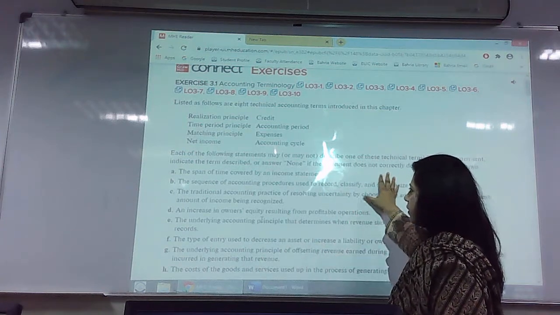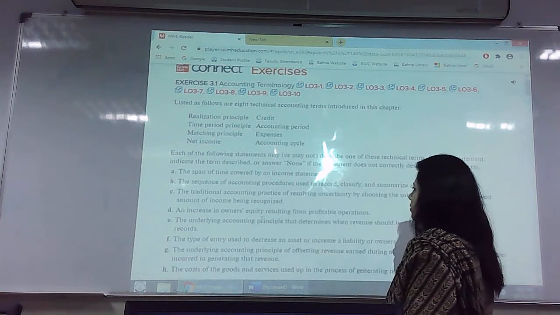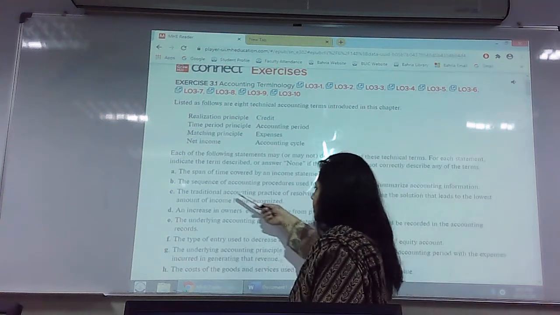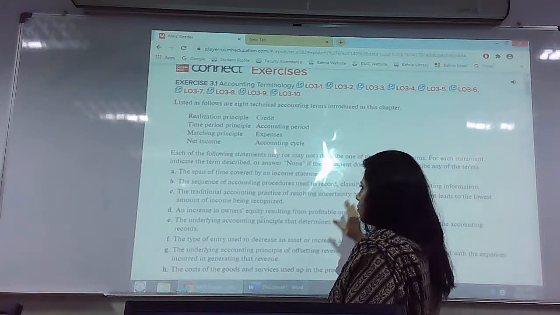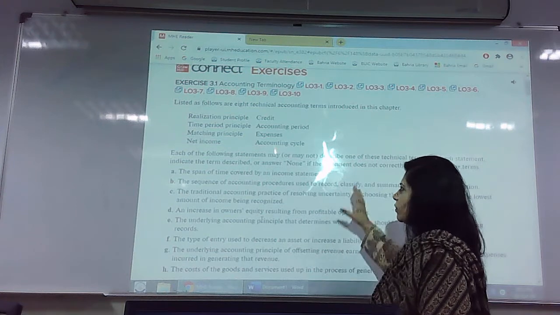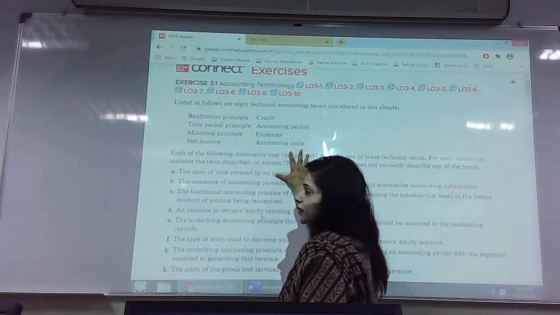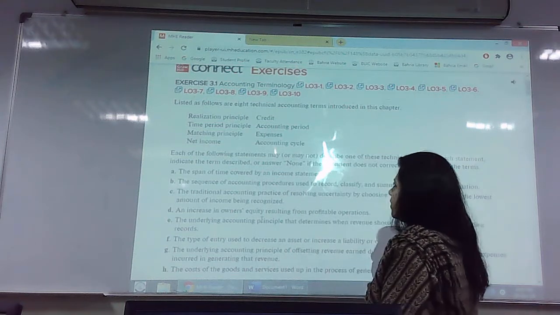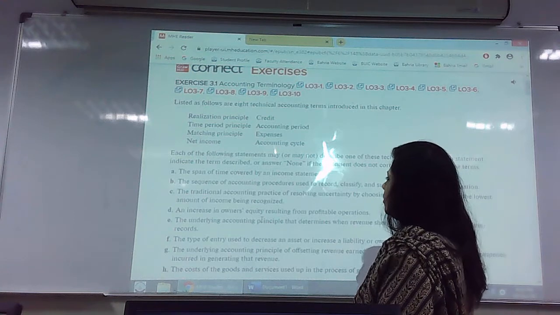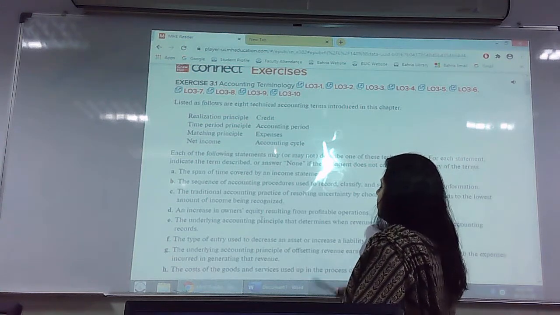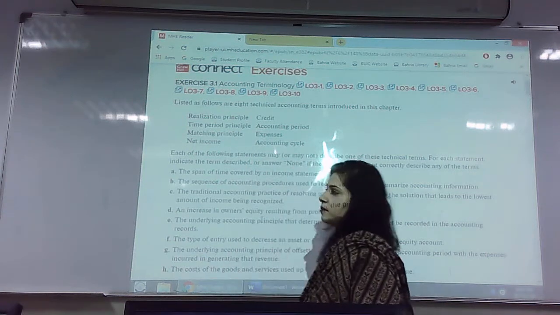Now each of the following statements may describe one of these technical terms. For instance, part A says a span of time covered by an income statement. What do you call this span of time? You have these 4 on either side, so in total there are 8 choices in front of you. Now, you could be very tempted to term it as a time period principle.